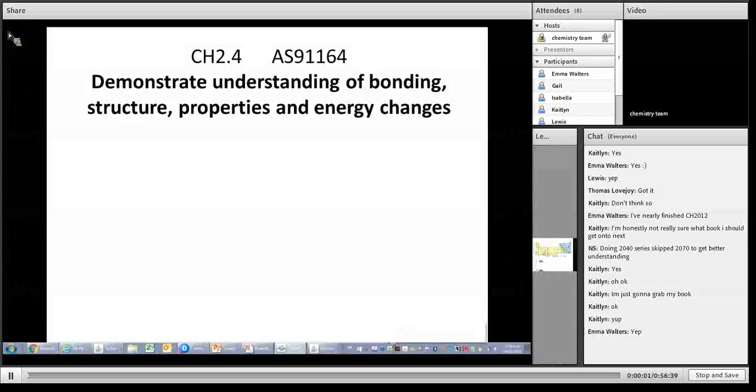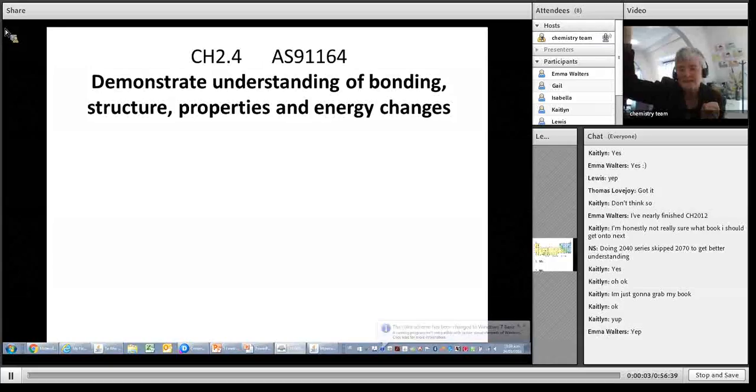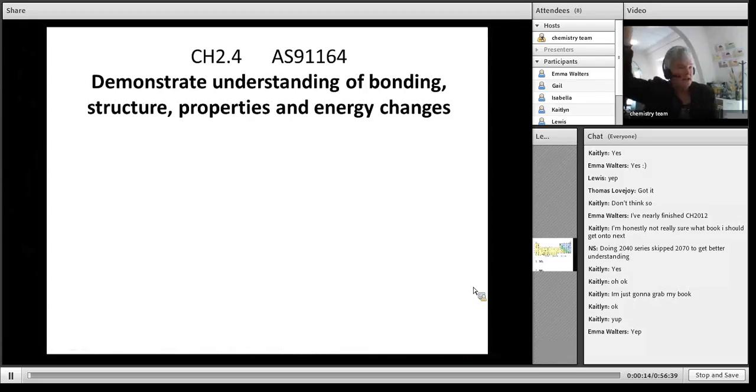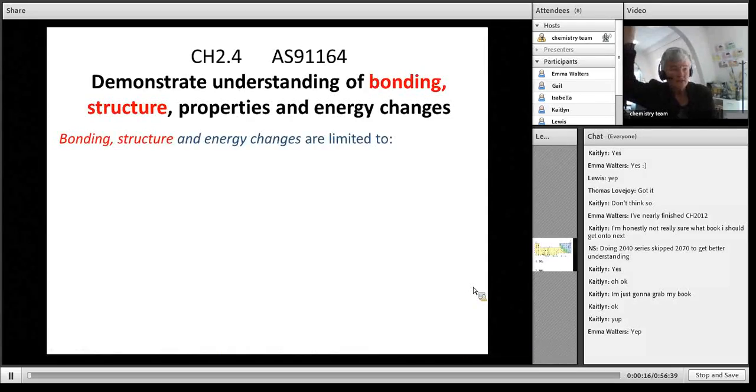Standard. Okay, right, this standard is one of the basic standards that you need to know. It covers things, as you can see from the title, your bonding structure, properties, and energy changes. So what is it all about?